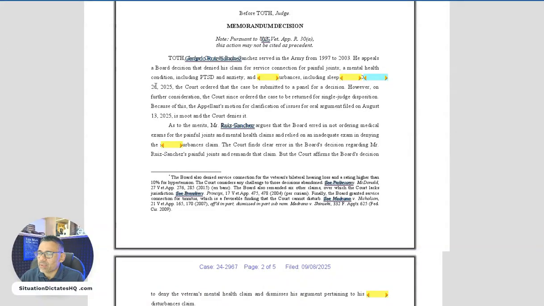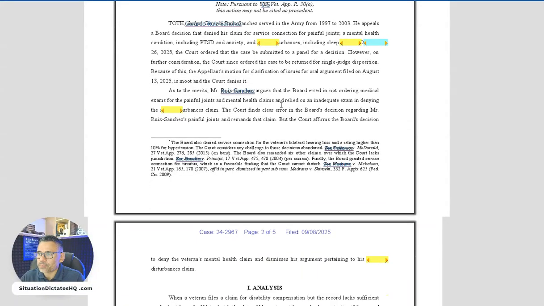There is a 2025 court order. Okay, so on further consideration, the court has since ordered the case to be returned for a single judge disposition. Because of this, the appellant's motion for clarification of issues for oral argument filed on August 13th, 2025 is moot and the court denies it.